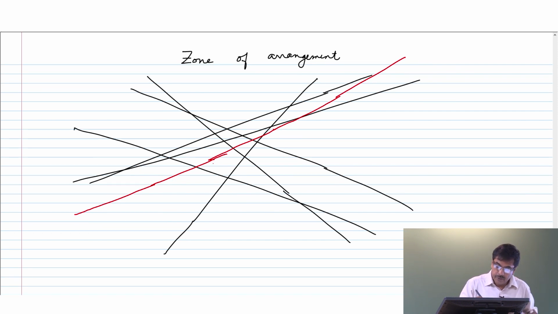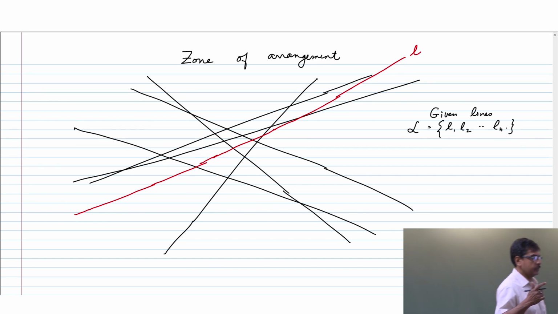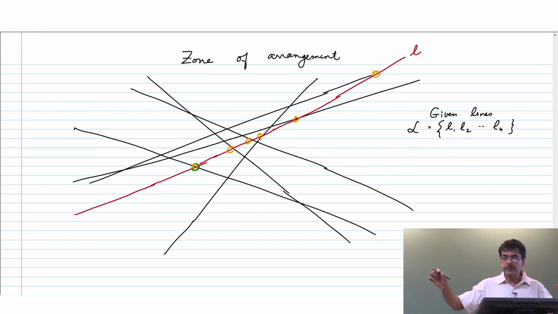It's not geometrically straight. So this is the line that I have drawn, some line L, okay, and given lines L1, L2, LN. Now, this line that I have just now drawn is going to intersect this arrangement, right? How many points of intersections are there? N points, right? N lines, N points. Okay. So, clearly these are the intersection points. Right. So, it intersects all the lines.